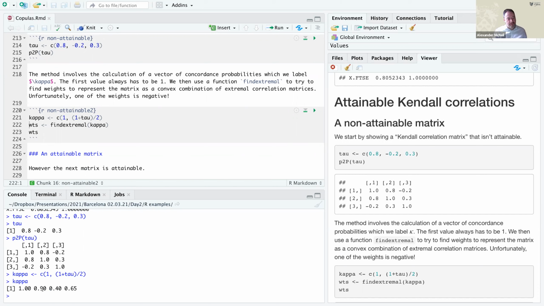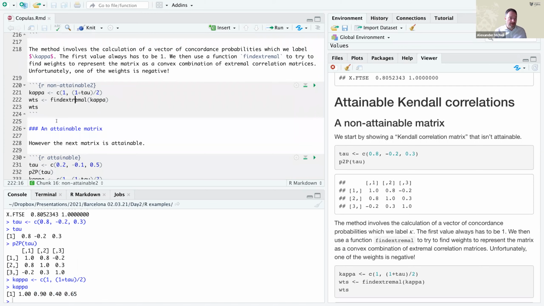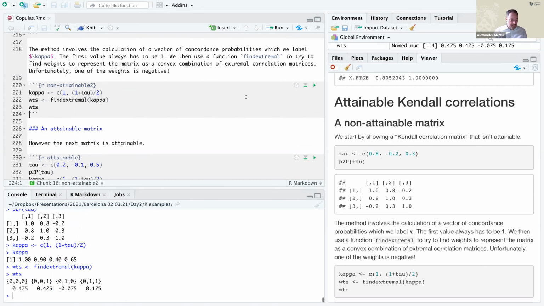The second is the concordance probability corresponding to a Kendall tau of 0.8. The third is the concordance probability corresponding to a Kendall tau of minus 0.2, and so on. So these numbers are actually the concordance probabilities. They go into the algorithm. And the algorithm is coded in find extremal. So it looks for weights. And so if I were to run that, I would get some weights. And the problem here is that one of these weights is negative.